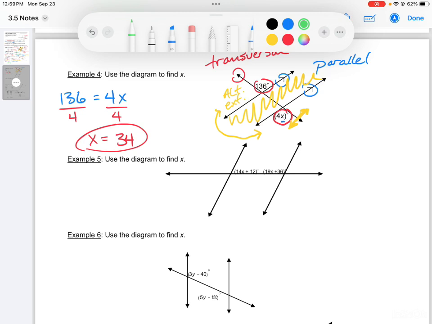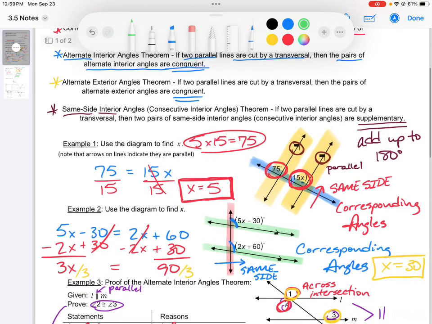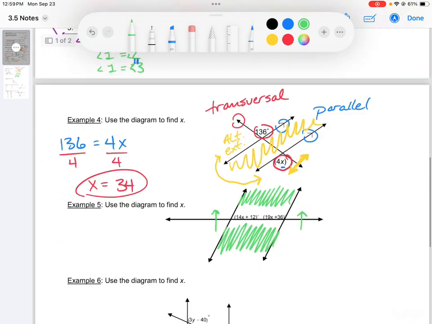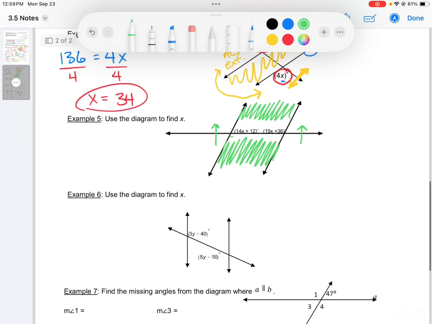Going down to 5, it says use the diagram to find x. Well, if you notice, both of these are on the interior, between the parallel lines. They're also on the same side of the transversal. These are same side interior angles. If you go up here, same side interior angles are supplementary. That means they add up to 180 degrees.